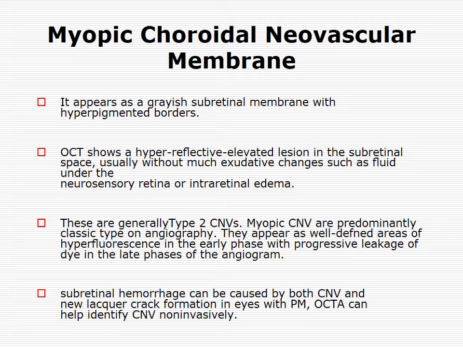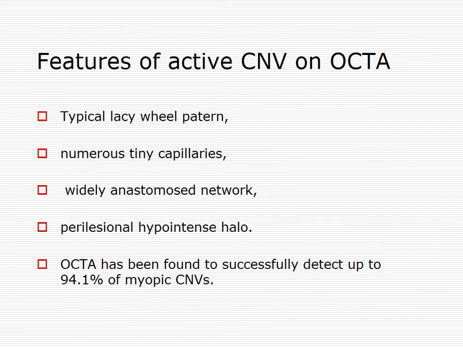Subretinal hemorrhage can be caused by both choroidal neovascular membrane and new lacquer crack formation in eyes with pathological myopia. OCT angiography can help to identify the choroidal neovascular membrane by a non-invasive technique. Features of active choroidal neovascular membrane on OCT angiography: the typical lacy wheel pattern, the numerous tiny capillaries, the widely anastomosed network, the perilesional hypo-intense halo. OCT angiography has been found to successfully detect up to 95% of myopic choroidal neovascular membranes.